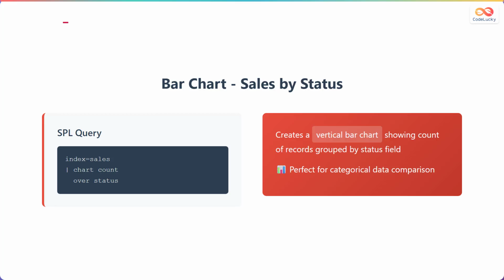Let's start with a simple bar chart example. Here we're searching the sales index and using the chart command with the count function over the status field. This query creates a vertical bar chart showing the count of records grouped by each status value. Bar charts are perfect for comparing categorical data, making it easy to see which status values appear most frequently in your data. The resulting visualization will display each unique status as a separate bar, with the height representing the count of events for that particular status.